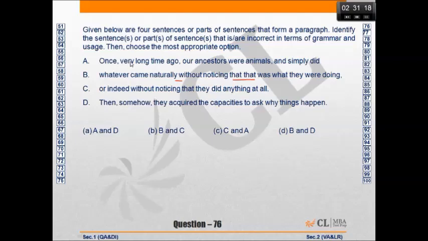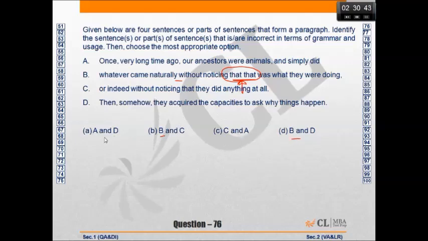If I am able to identify even one incorrect statement, I will, based on that, eliminate choices. One very long time ago, ancestors were animals and simply did whatever came naturally without noticing that. Is that a typo or what is it? I don't know. Noticing that was what they were doing. No, this appears to be okay. So I will go ahead and say, because this seems to be put to ensure that we mark a wrong answer, B cannot be the wrong statement. So this and this cannot be the answer.